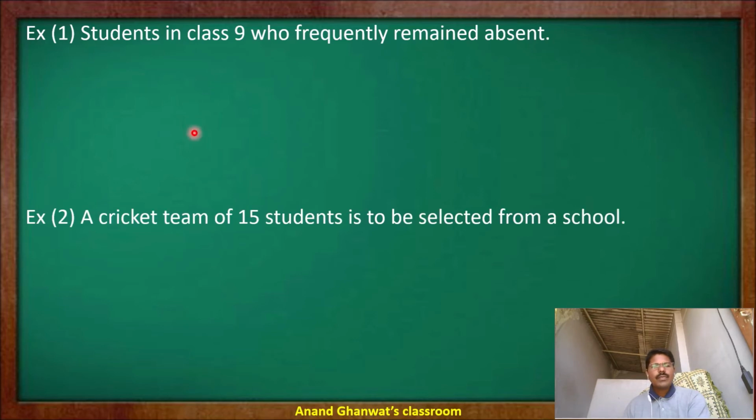Next, a cricket team of 15 students to be selected from a school. So what should be the universal set for the given example? We have to select 15 students from the school. So the universal set should be like this: the students who are playing cricket in that school. This set will be the universal set of the given set.